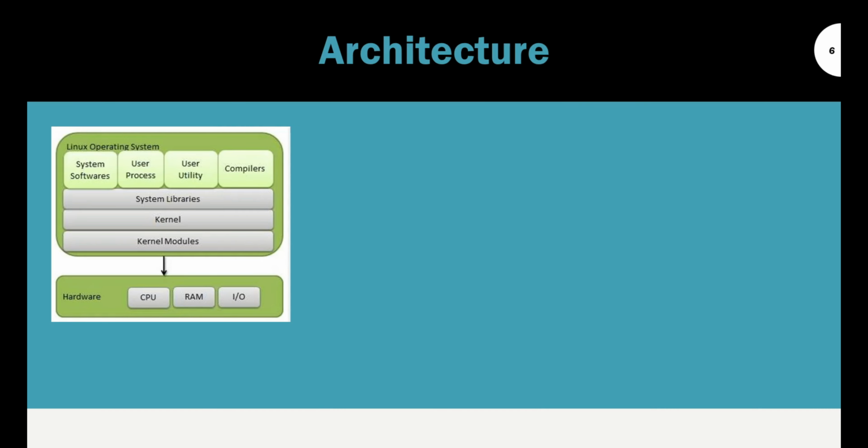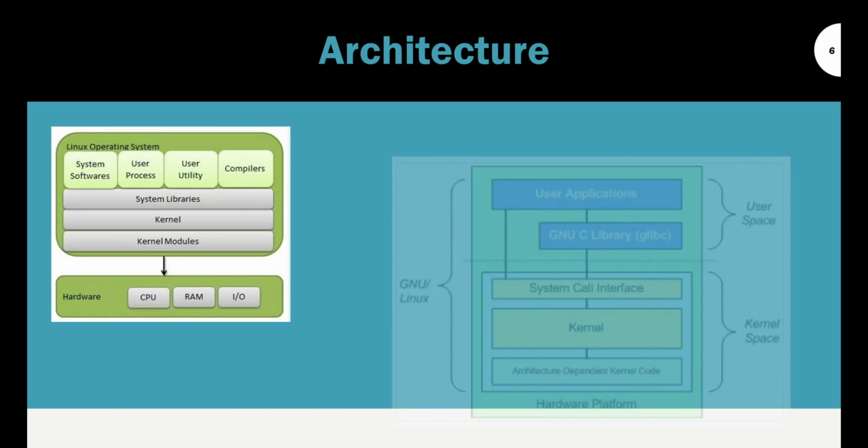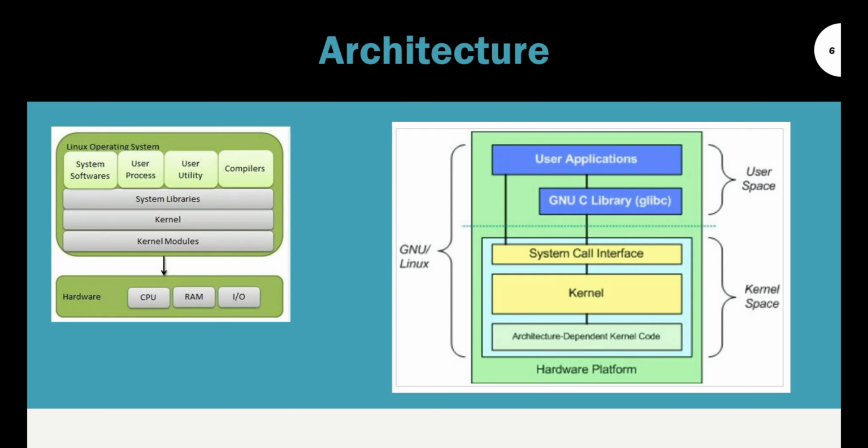This is the topmost layer in the architecture, where users are permitted to work. In the next diagram, we can see everything below the system call interface is kernel space, including system calls. Here, all the system activities take place. And above that is user space, where users are allowed to work.